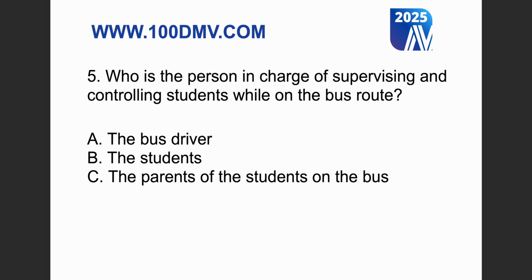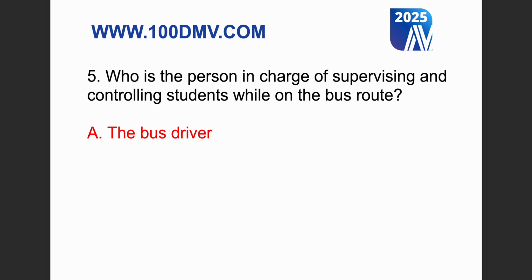5. Who is the person in charge of supervising and controlling students while on the bus route? A. The bus driver. B. The students. C. The parents of the students on the bus. Correct answer? A. The bus driver.